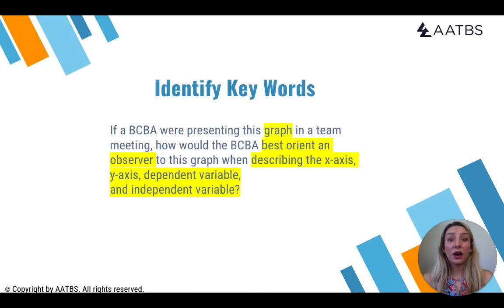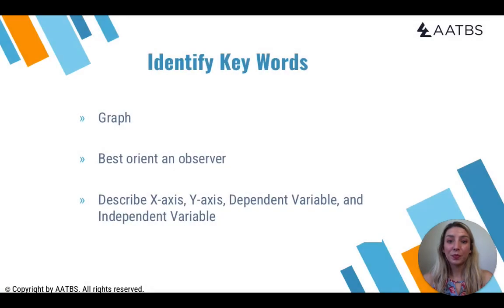Ready? Our keywords are going to be graph, best-oriented observer, describe the x-axis, the y-axis, the dependent variable, and the independent variable. So let's break these down a little bit more, starting with graph. The graph displayed gives the reader information about the type of experimental design being utilized. The graph also displays information about responses per hour across alternating conditions. Oriented observer, this informs us on the expectation of helping an observer understand the graph as if the reader is presenting the graph to others. Describe the x and y axis, dependent variables, and independent variables. So this informs the reader on what information should be provided during the presentation of this graph to others.